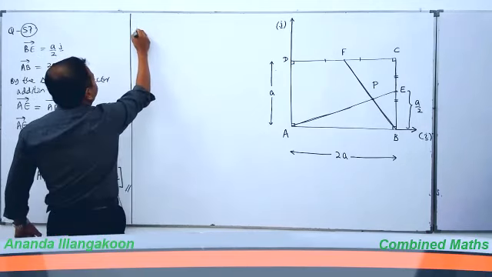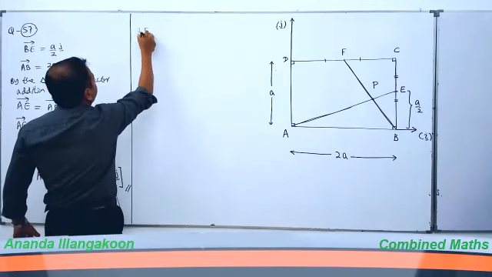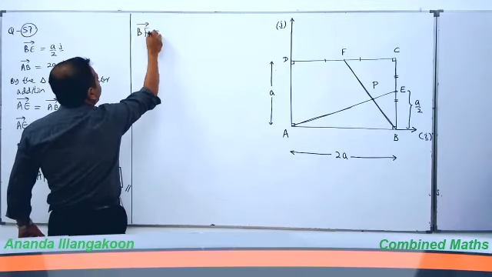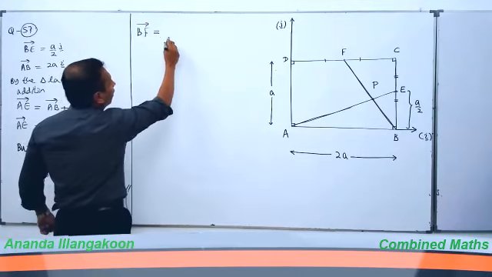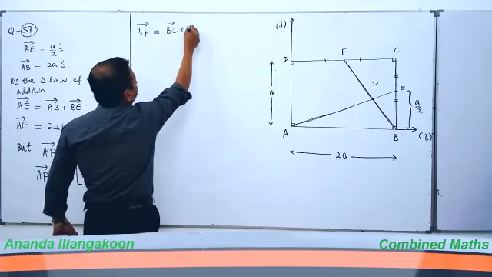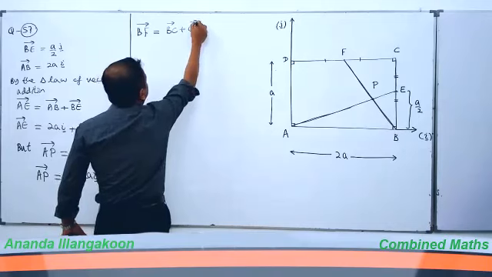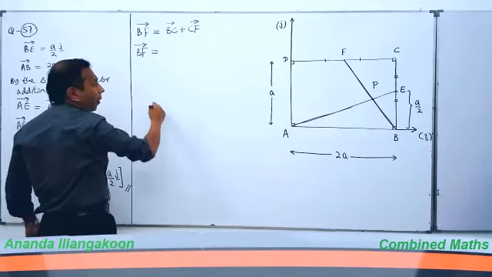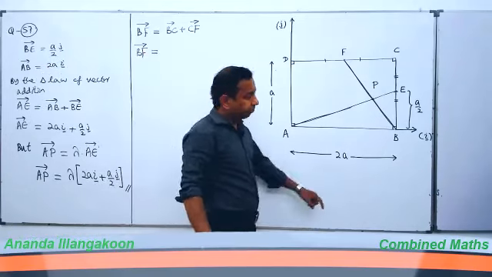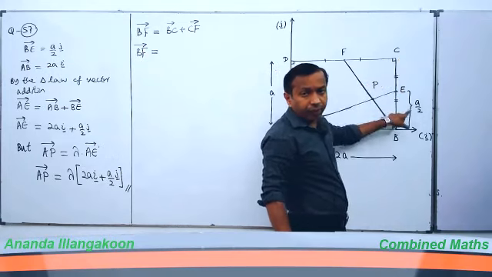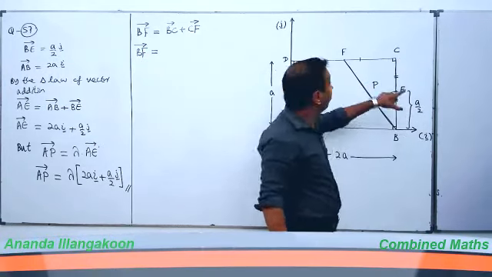We can write BF vector. BF vector you can write, people, as BC vector plus CF vector. Right. How to write, people, BC vector? B to C vector. The length is 2a. B to C direction unit vector is, people, j.